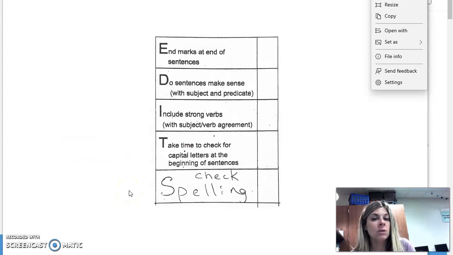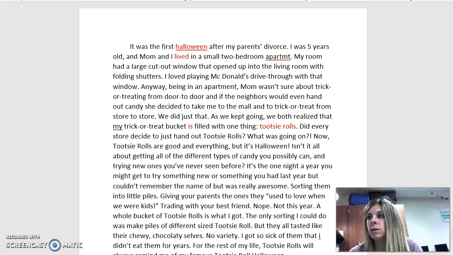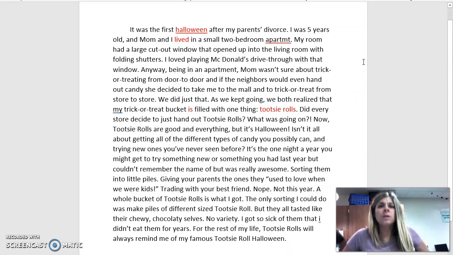Now you have spell check available to you in Google Docs. And then I also provided you with a commonly misspelled words list to help you with spelling. But remember, I'm not taking off spelling. I just want you to do your very, very best. Now, I'm going to go through an example with you. This is my story, okay? So we're going to edit it a little bit together.